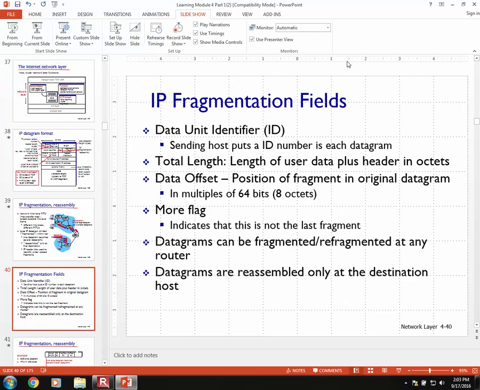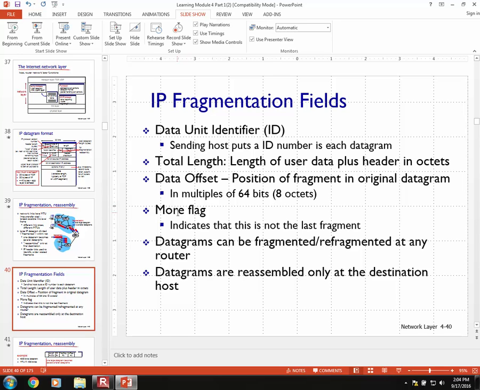As we mentioned previously, there are different fields within the IP header. There's the data unit identifier, which is an ID number in each datagram that the sending host puts inside each IP header. There is the total length, which is the length of the user data plus the header in octets. Then we have the data offset, which is the position of this particular fragment in the original datagram, and this is usually in multiples of 8 octets or 64 bits.